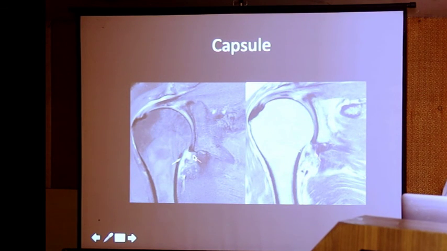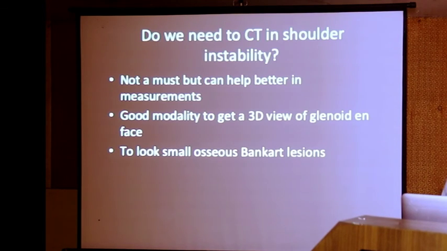Capsular injury is something that you need to know for repair. So this is at the humeral attachment and this is at the glenoid attachment. There is inferior glenohumeral ligament or capsular injury.